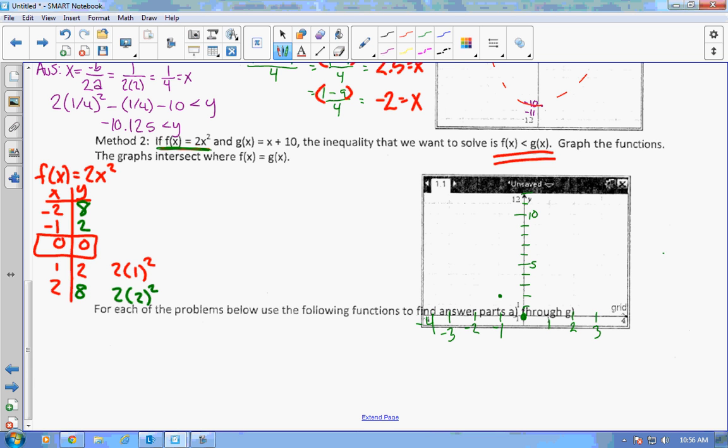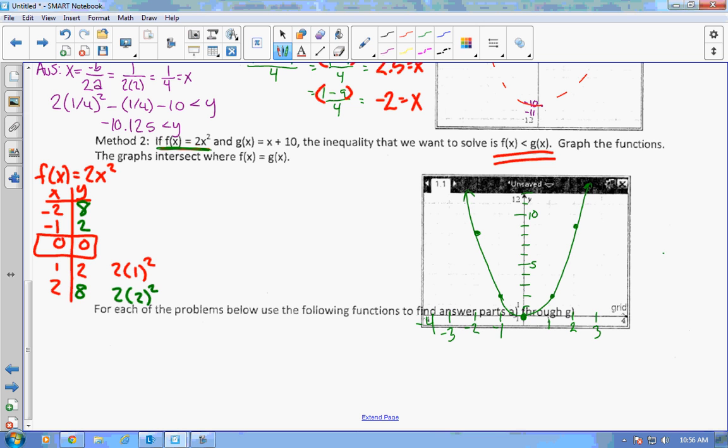Man, this is really poorly printed. I'm sorry. I think yours is slightly better than mine. 1, 2, and 2, 8. Okay. Now because it's equal, we can put a solid parabola.